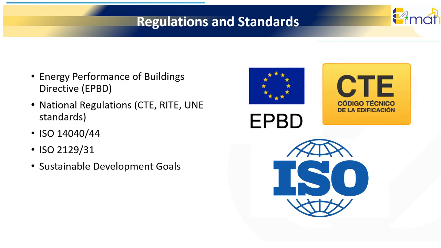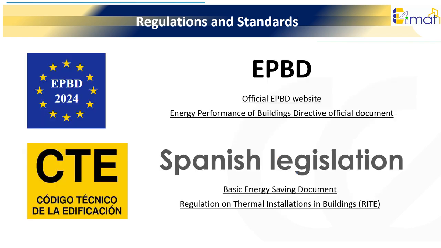International standards, like ISO 14040 and 14044 on life cycle assessment and ISO 21929 and 21931 on sustainability indicators in construction, help create comparable and reliable methodologies. Here you can access the main regulatory references related to the European and Spanish framework for building decarbonization.